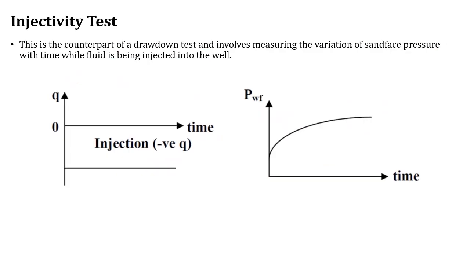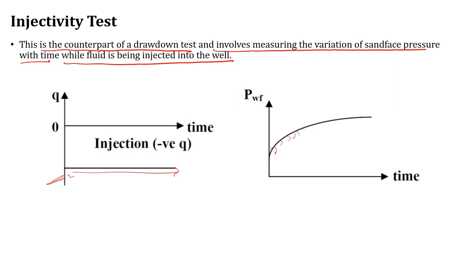Coming to the injectivity test, this is the counterpart of a drawdown test and involves measuring the variation of sand face pressure with time while the fluid is being injected into the well. So you can see that as I am injecting my fluid into the reservoir, my pressure is rising. Okay, so this is my injectivity test. Again, this is the counterpart of a drawdown test, whereas when we were discussing the fall-off test, it was the counterpart of build-up testing. All right. Again, this particular test is applicable for an injector well only.